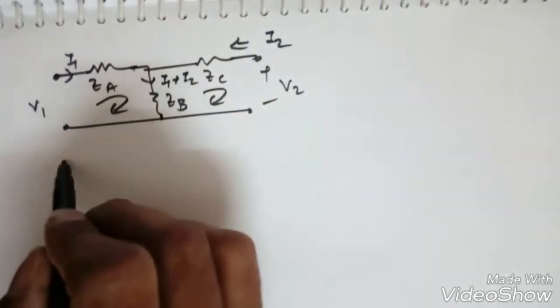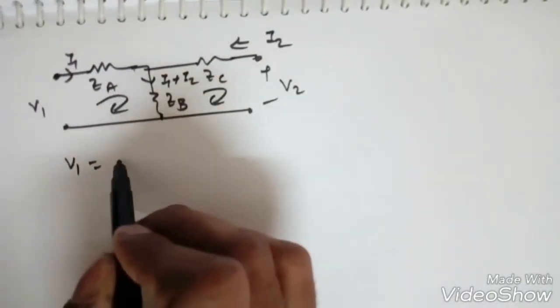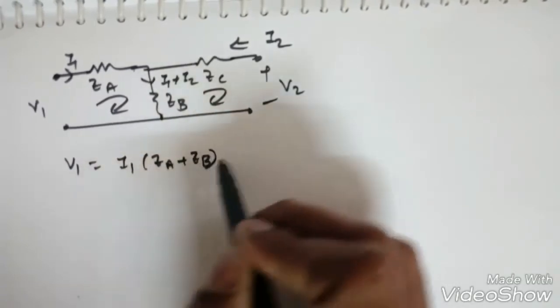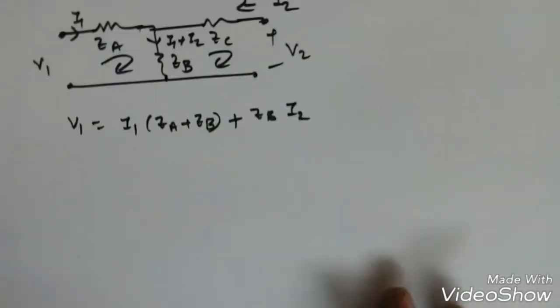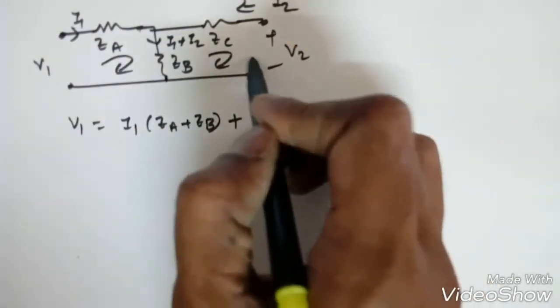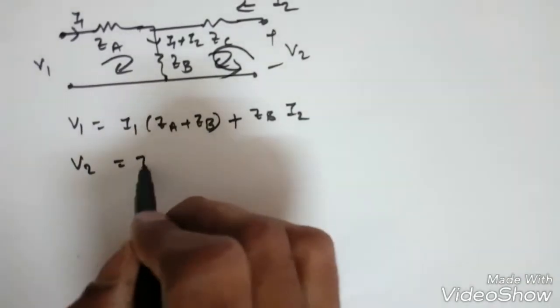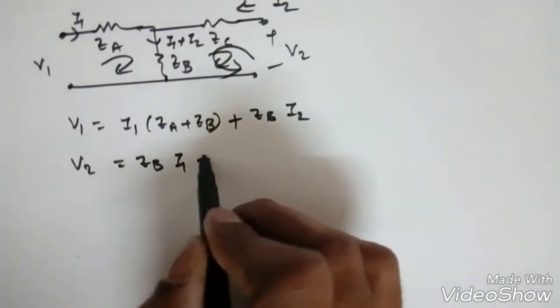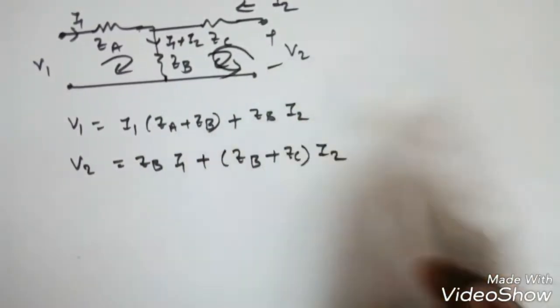If you apply KVL here, V1 is equal to, see, I1 is coming here and here. So if I take I1 common, it becomes (ZA plus ZB) into I1 plus ZB into I2. Similarly, if I apply KVL in this loop, V2 is equal to ZB into I1, because I1 is coming in this branch only, plus (ZB plus ZC) into I2.